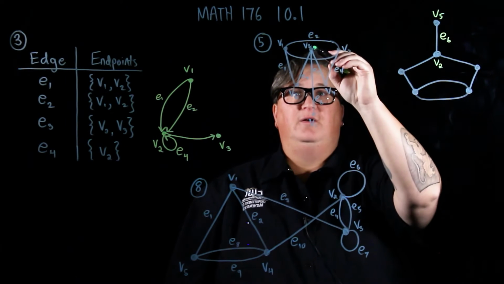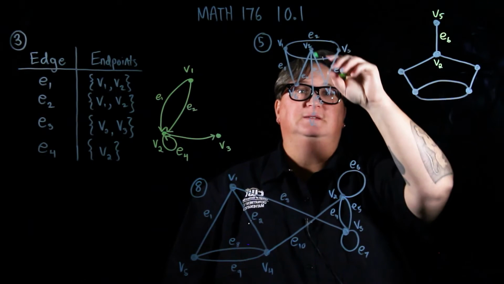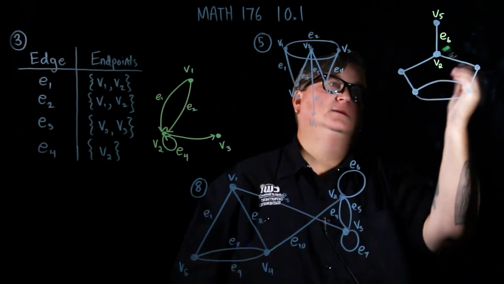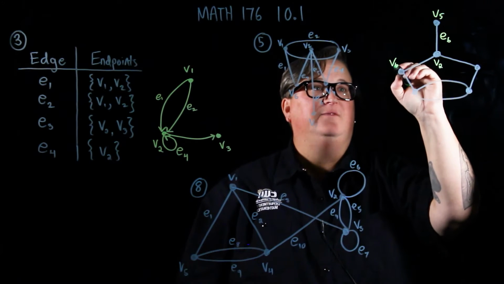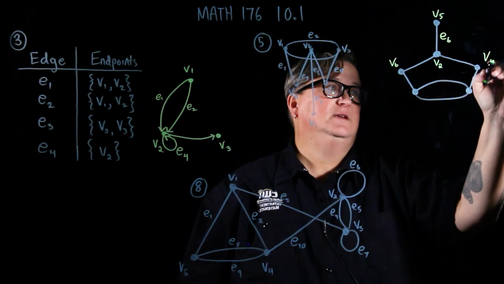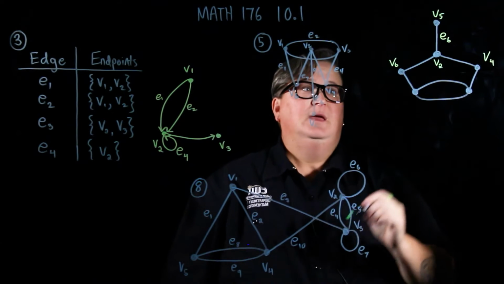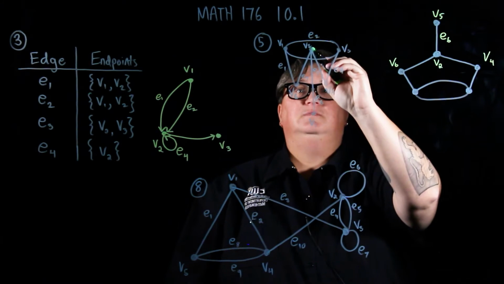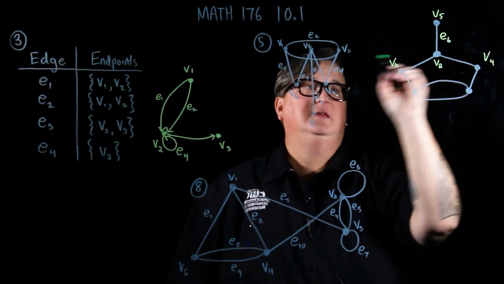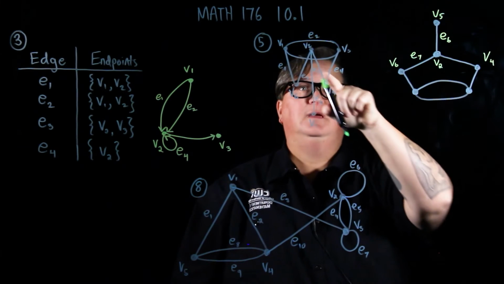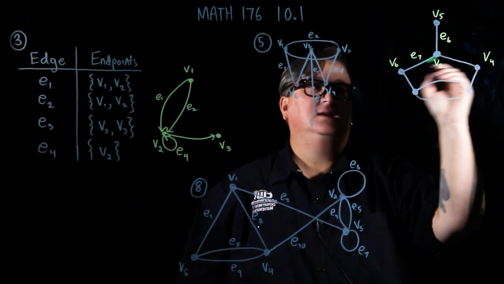And then from there, vertex 2 goes to vertex 6 and vertex 4. So we'll make that vertex 6, that vertex 4. And those edges from 2 to 6 is edge 7. And from 2 to 4 is edge 5.